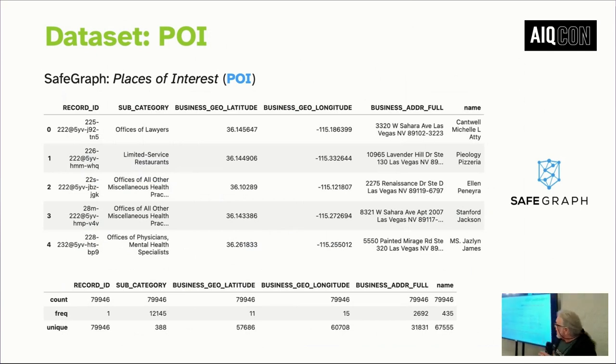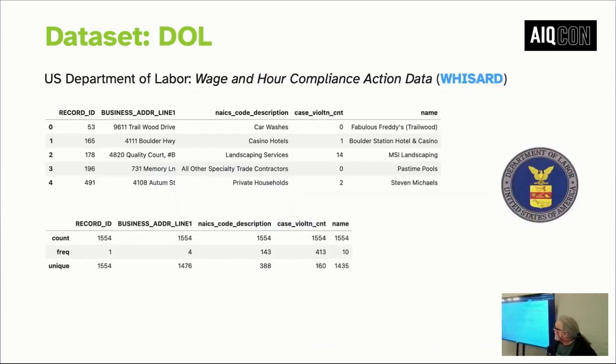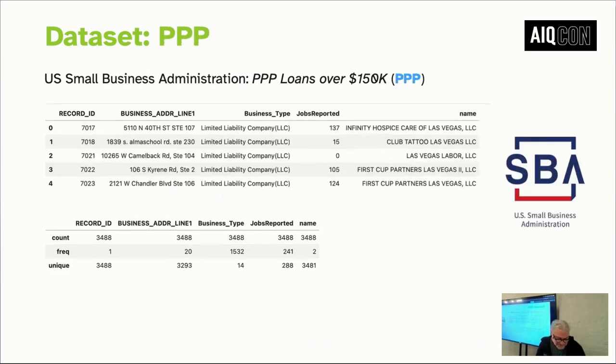Like I say, we have a lot of data here about businesses and their locations and their addresses. They don't quite line up, but it's interesting because you can see who are the bad actors. This is all in the Las Vegas area. And who are the employers who are maybe cutting some corners with their employees?